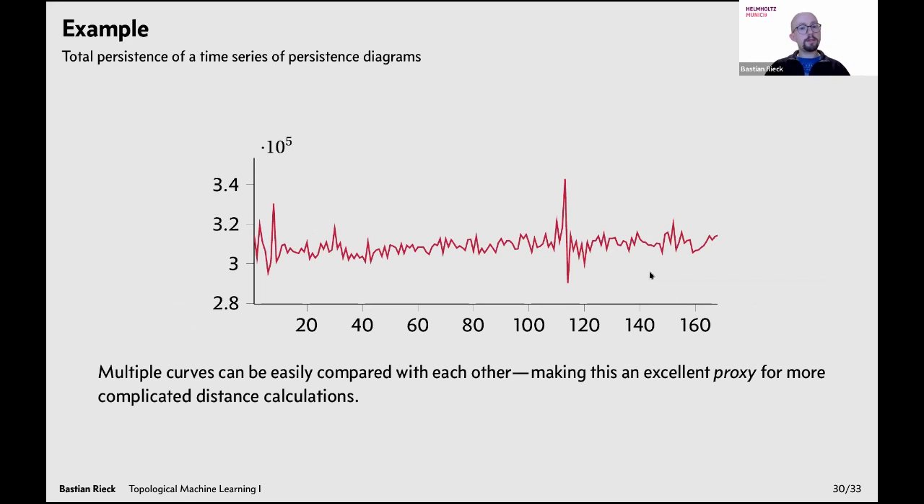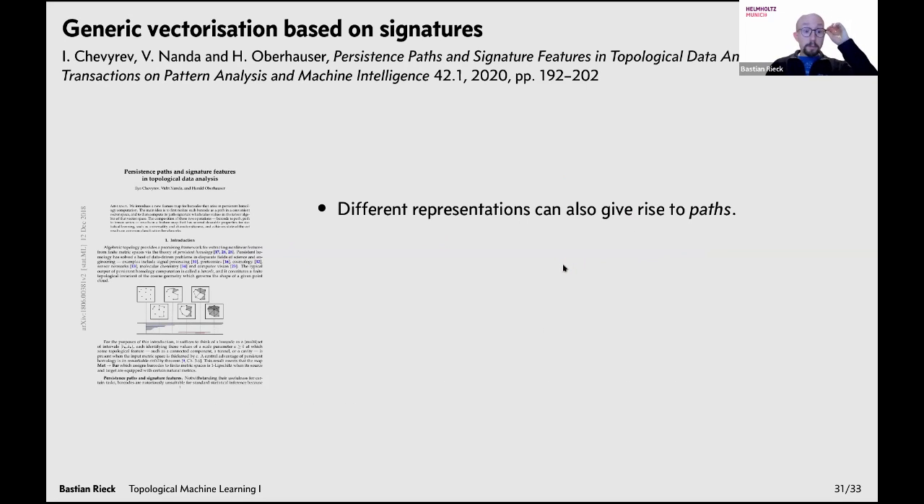We have been looking into this, for instance, in the context of analyzing fMRI data sets. In this case, you can see that you have your time series here, and suddenly the norm spikes and then goes down again for a couple of those time steps. So you can easily see that there's something going on in the diagram, and you can look at this. Multiple curves, being based on a summary statistic, can now be easily compared with each other. So I would say that these summary statistics, if you have a time varying diagram, are an excellent proxy for complicated distance calculations.